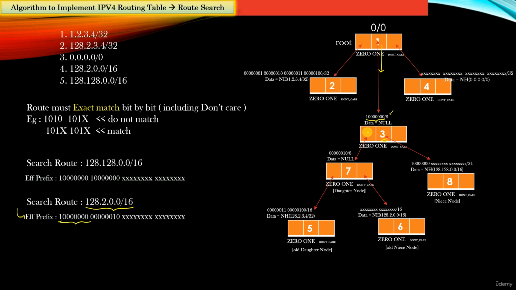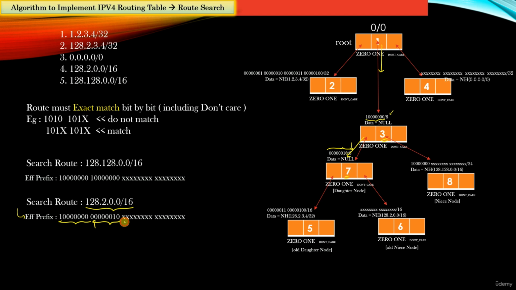So I will continue my search down the tree. The next bit in the input effective prefix is 0, so I will take the path along the 0th child of node 3 and I will land at node number 7. Node number 7 has a prefix length of 8, so I will try to match the next 8 bits of the input effective prefix with the 8 bits of the effective prefix of node 7, and I find that they exactly match. So I will continue my journey downwards.